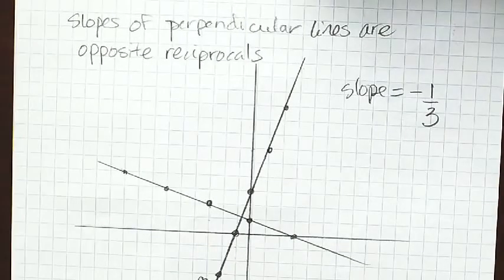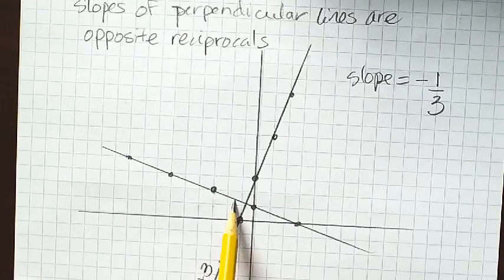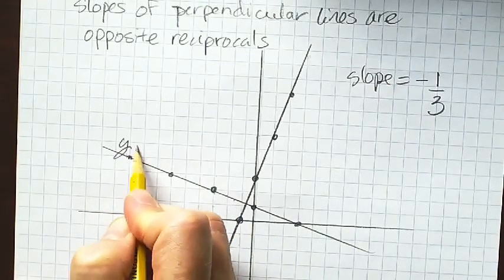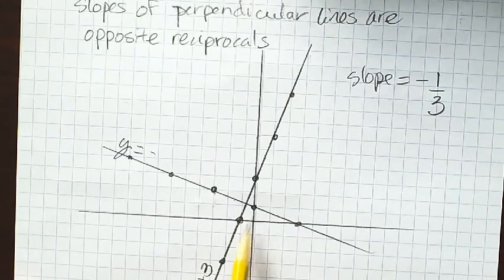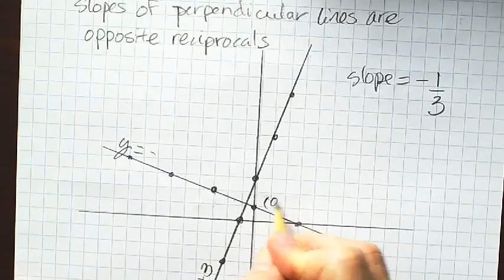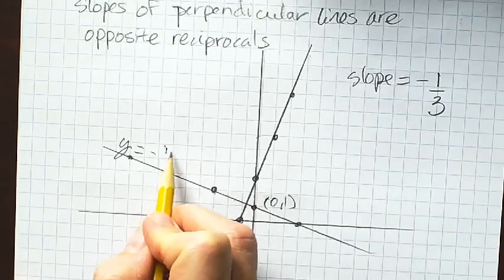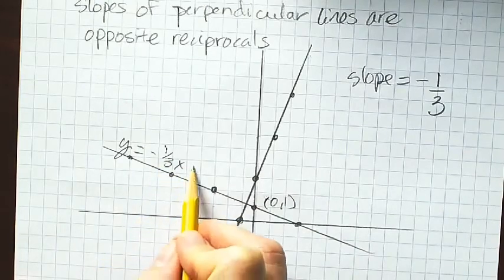Oh, we have to write the equation of that line. So that equation would be y equals, oh, getting the y-intercept? No, it's right here. Okay, nice. 0, 1, so y equals negative 1/3 x plus 1.